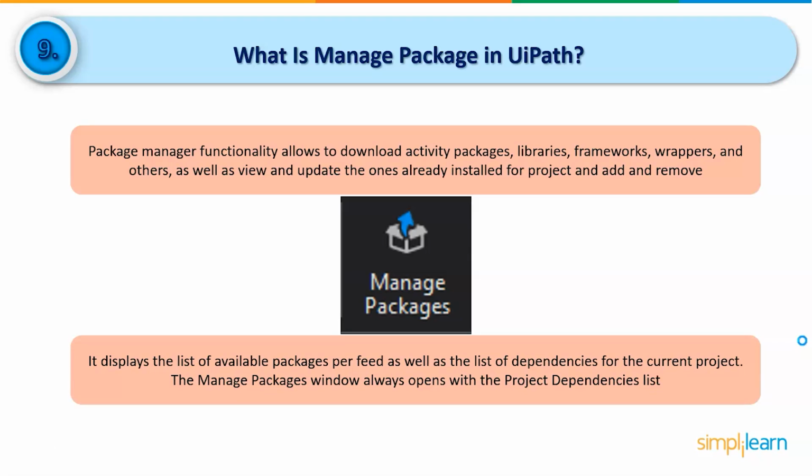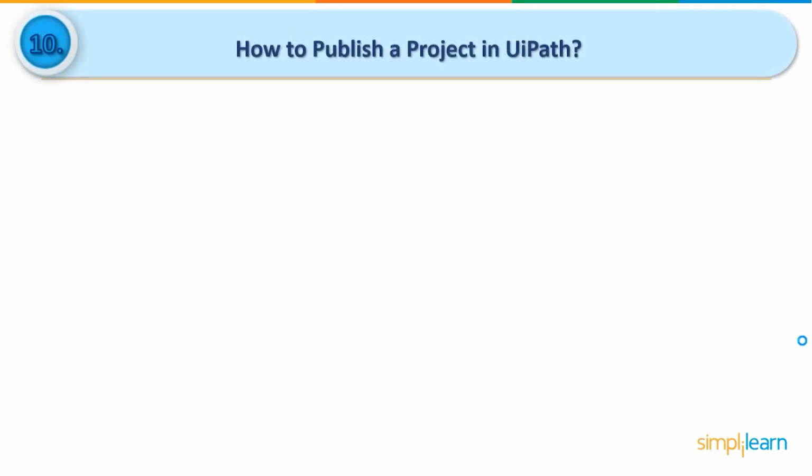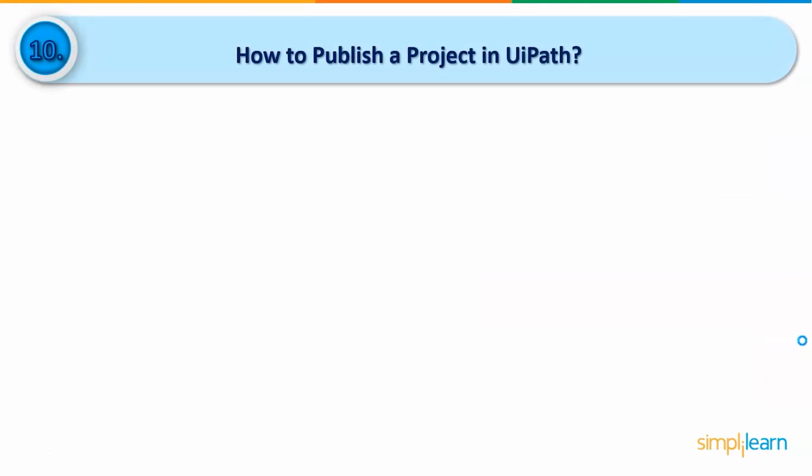It displays the list of available packages per feed and a list of dependencies for the current project. The Manage Package windows always opens with the project dependencies list. How to publish a project in UiPath?